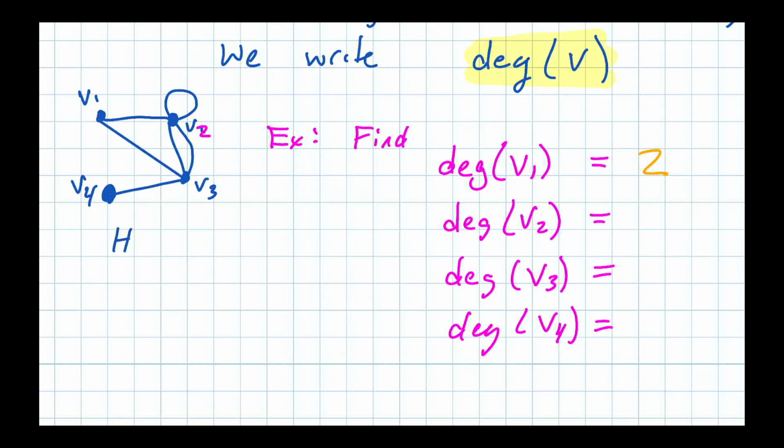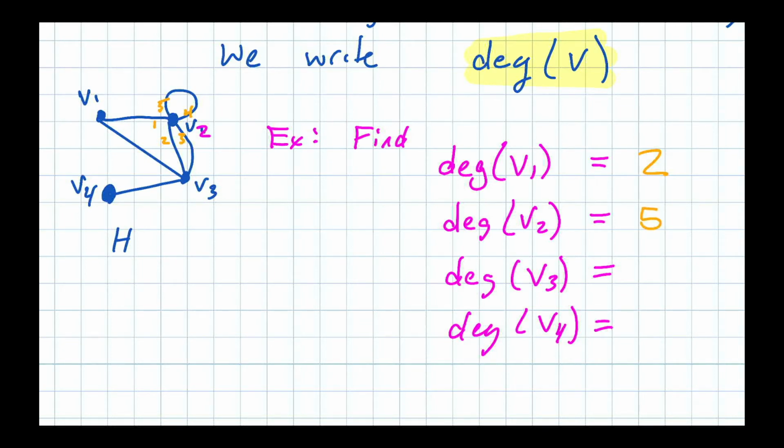V2 is a lot harder, and you basically have to remember to count loops twice. So if I'm counting this, this is the first one incident to V2. This is the second one. This is the third one. This is 4, and also 5, because the loop actually counts double. So you count the loop where it leaves the vertex and also where it comes back in, is the idea. So what's the degree of V2? It is 5.